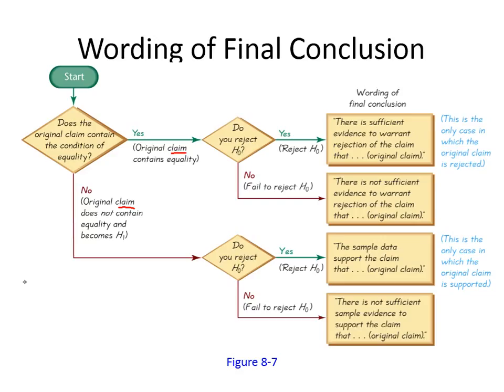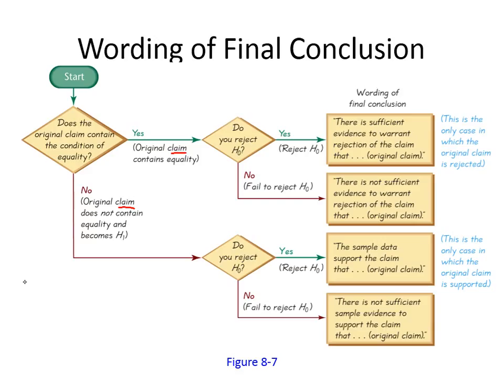If it did not contain the equals, then that's the same thing as your alternative hypothesis. If it did not include the equals in there, then the next question is, did I reject or did I fail to reject the null hypothesis? If I rejected it, then I can say that the sample data supports the claim that, whatever it was that we were claiming to be true, which did not include the equals. So the sample data supports the claim that the mean age is greater than 25. So we can make that statement.